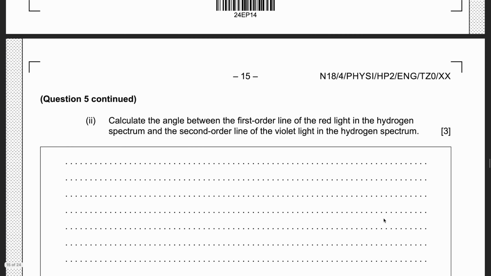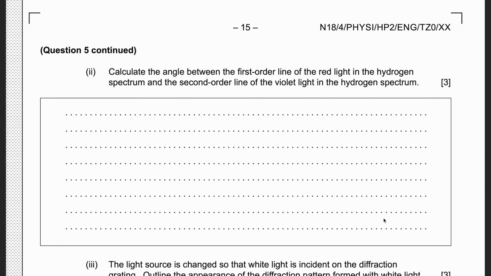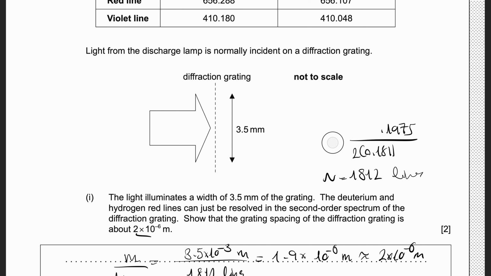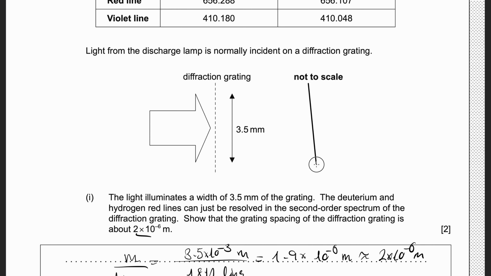Now part B is what's really interesting. Calculate the angle between the first order line of the red light in the hydrogen spectrum and the second order line of the violet light in the hydrogen spectrum. For these types of questions, I would recommend you try to visualize it in your mind. But if you can't visualize it, then try to at least do a quick sketch. So imagine this is your interference screen, and right here is where you have the principal maximum.